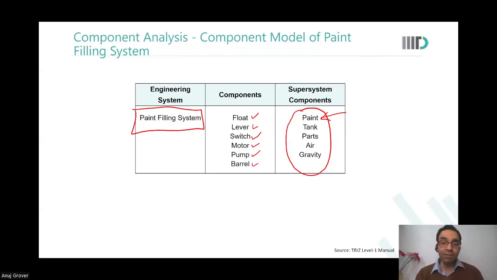The tank did not come with it. I'm just talking about the float, lever, something to switch off the motor, something to stop pumping more paint into the tank. Paint, tank, the radiators, air and gravity, they are not specific things that you manufacture and give to your customer. So they are the super system components.